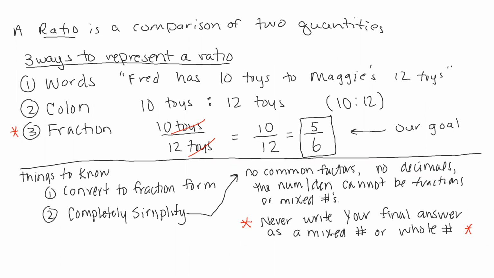You want to leave it as 5/1 because remember, the ratio is a comparison of two quantities. We need to make sure our final answer shows that comparison of two distinct quantities, okay? So let's look at a few examples of how we would simplify these.